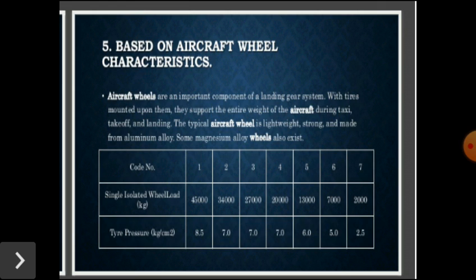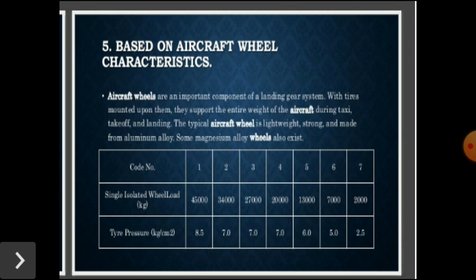Airports are also classified based on tire pressure. It will be 8.5 kilogram per centimeter square for type 1 aircraft, and 7.0 kilogram per centimeter square for type 2, 3 and type 4 airports, and 6.0 kilogram per centimeter square tire pressure for type 5 aircraft. For type 6 it will be 5.0, and for type 7 it will be 2.5 kilogram per centimeter square.